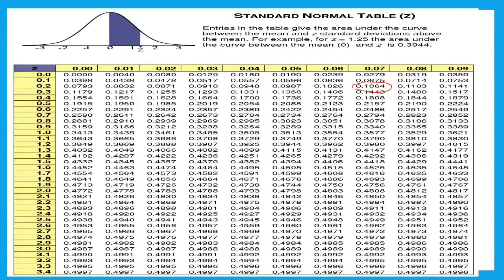0.1064 or 0.1084? Okay, 0.1064, I think. I have written 0.1084. 0.1084 is right, no? In the previous table, it is correct. 0.1084 only. In the book, there is a small change. It is 0.1084, ma. In the book, it was given.